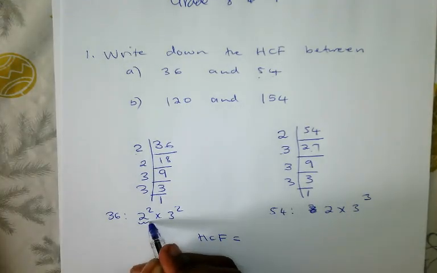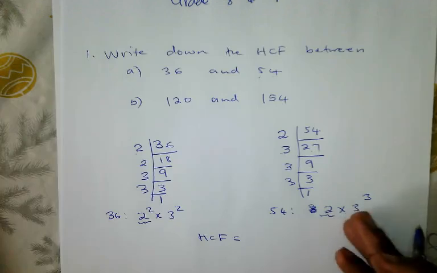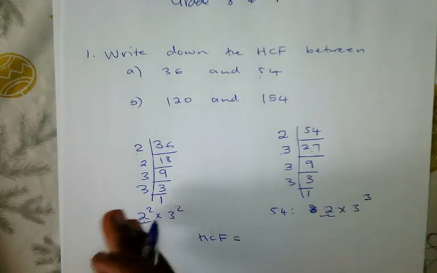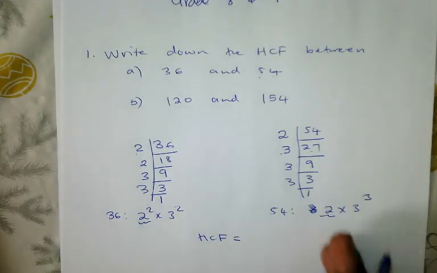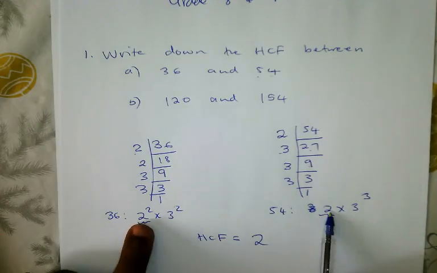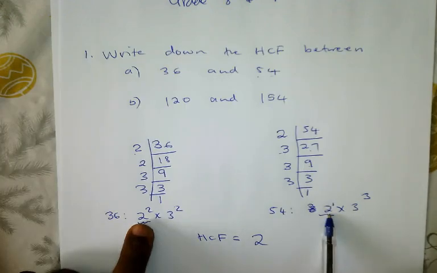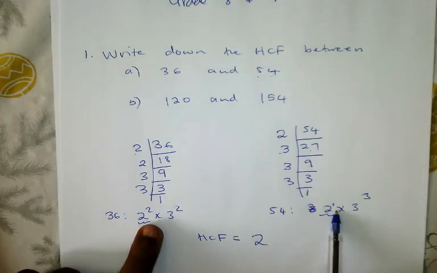So we look for what is common between these. There is a 2 here, there is a 2 there. So there is only one 2 here, and there are two 2s there. So what is common? They both have one 2. Or you write down the base and you take the one with the lowest exponent.